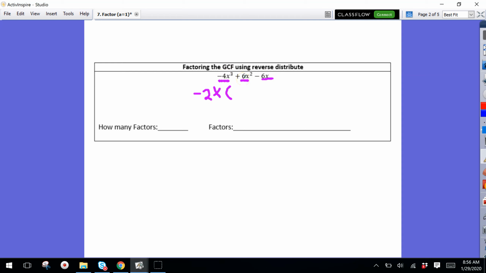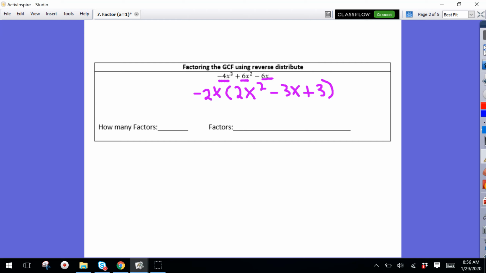So negative 4x to the third divided by negative 2x is going to be 2x squared. Again, I'm using my laws of exponents there. 6 divided by negative 2 is going to be negative 3. And then x squared divided by x is going to be x. And then negative 6x divided by negative 2x is going to be a positive 3, and the x's just cancel out, so it's just a positive 3.